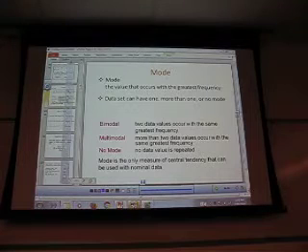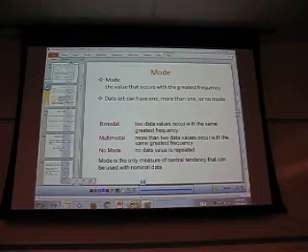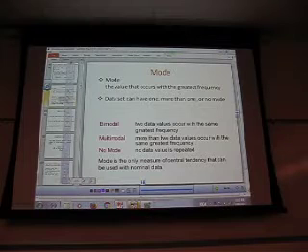Mode is the only measure of central tendency that can be used with nominal data. Right? Categorical data. So you can have the mode of colors if you want, but you can't have the average of those colors.